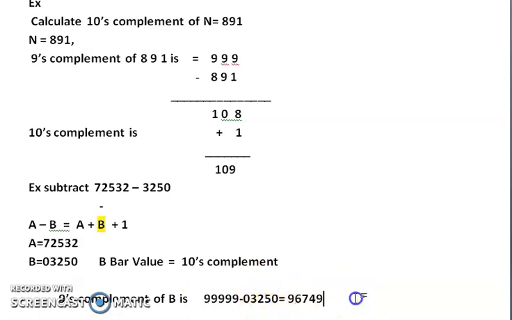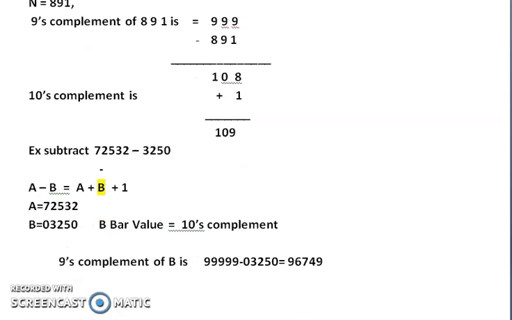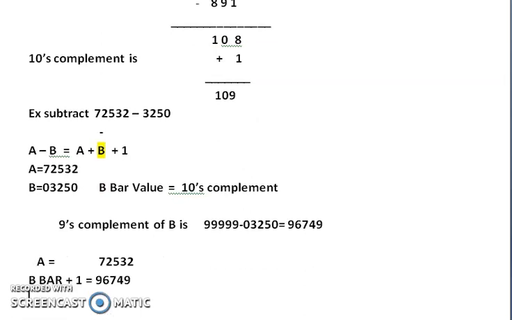96749. After that you can add a plus b bar plus 1. So what is that a value? A equal to 7 2 5 3 2. And also what is the b bar plus 1? That is the a value. After that b bar plus 1 is equal to 96749.